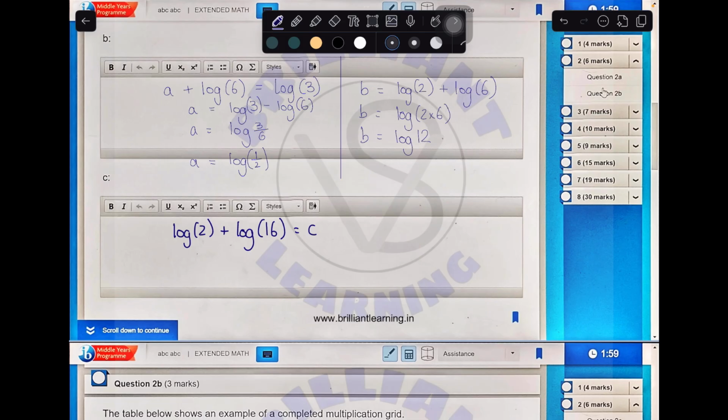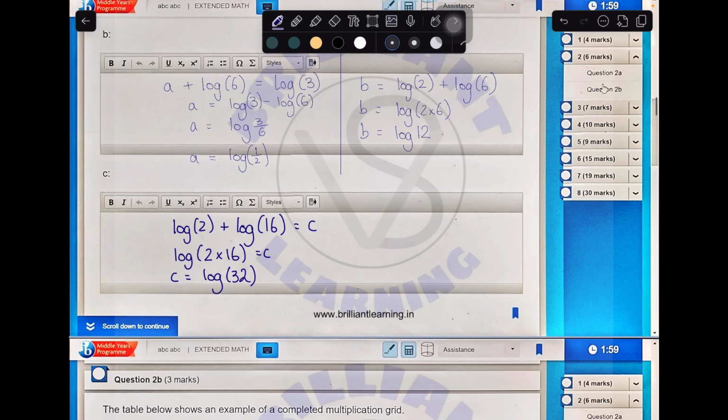Okay, so this would be log of 2 times 16. So c would be equal to log of 32. Okay, so you can have this. Alternatively, you could have 5 log 2 also, if you want to go one step further and simplify, but you do get the mark for both of them. Okay, so that's part A completed.